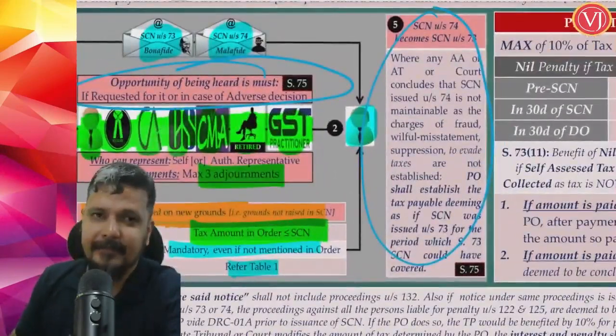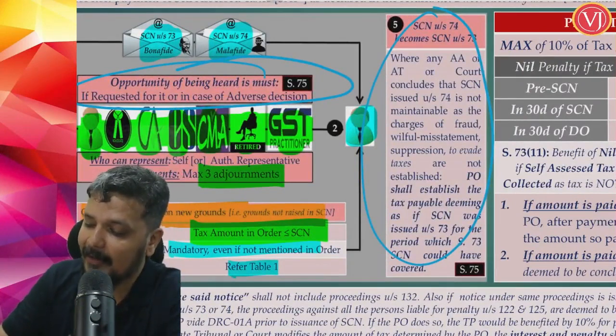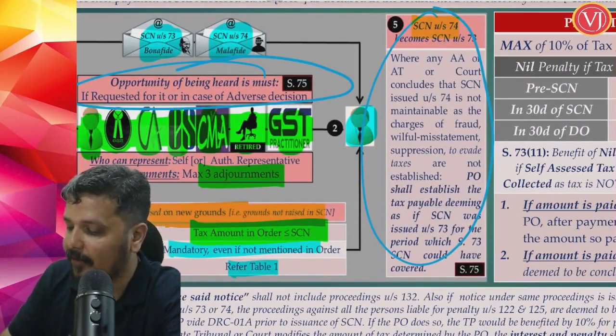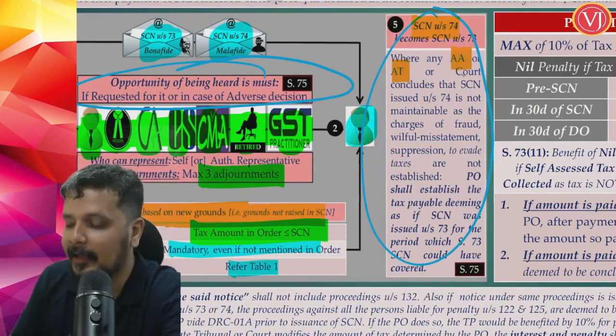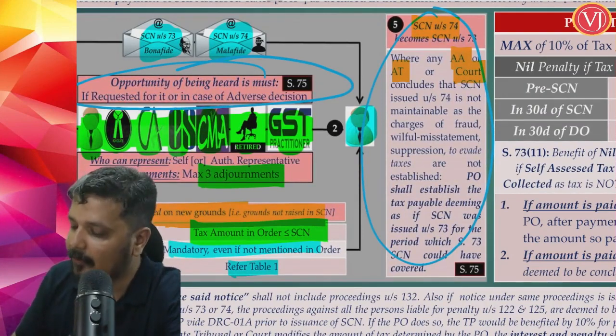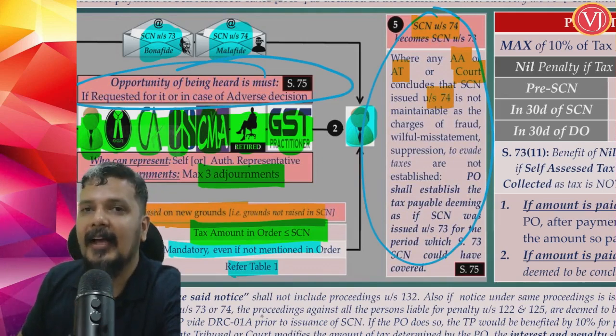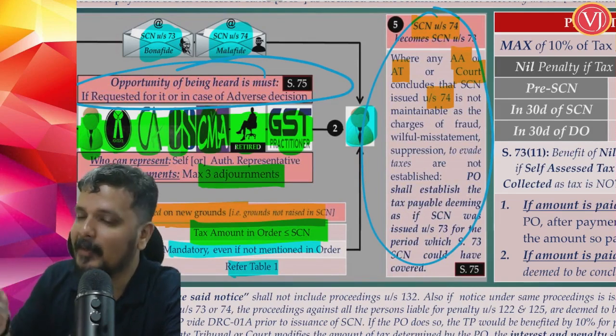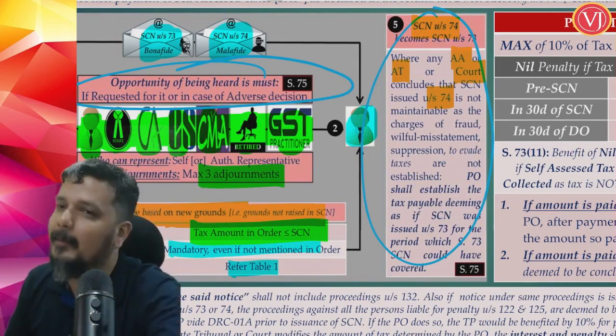Here the officer started this matter as a show cause notice under section 74. Finally, it was decided by the appellate authority, appellate tribunal, high court or supreme court that there is no fraud involved. Therefore, prima facie, the moment they say that, it means the show cause notice is void ab initio.